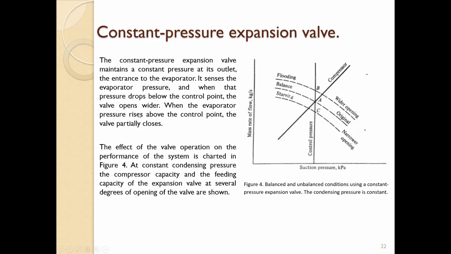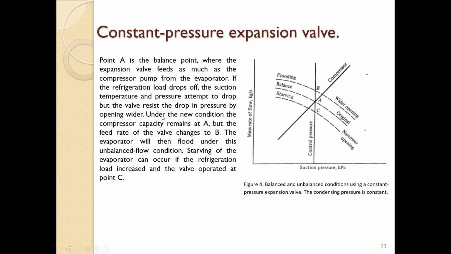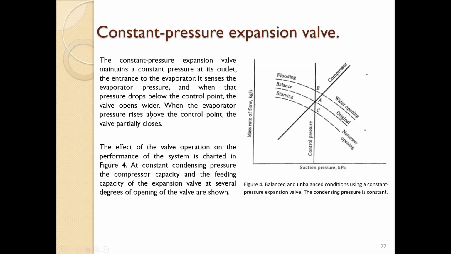So, now next is the constant pressure expansion valve. So, expansion valve na tayo. So, walang picture. The constant pressure expansion valve maintains a constant pressure at its outlet to the entrance to the evaporator. It senses the evaporator pressure, and when that pressure drops below the control point, the valve opens wider. When the evaporator pressure rises above the control point, the valve partially closes. So, dito yung balancing, flooding, and starving.